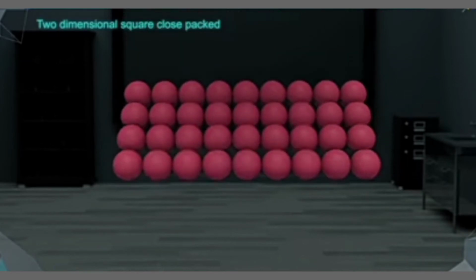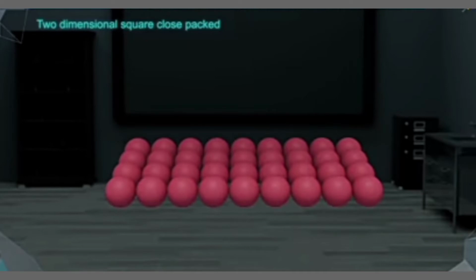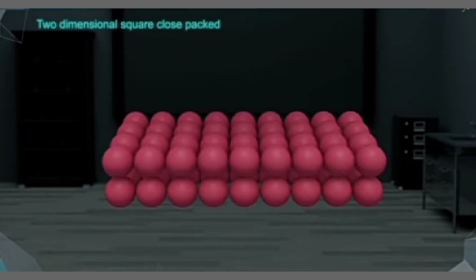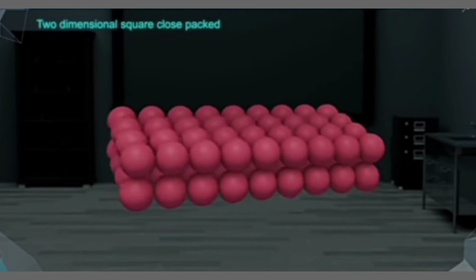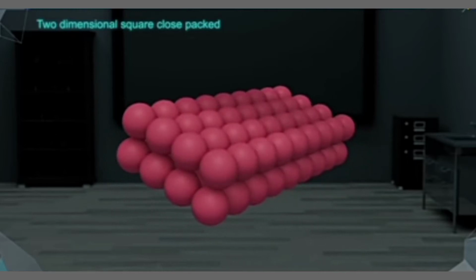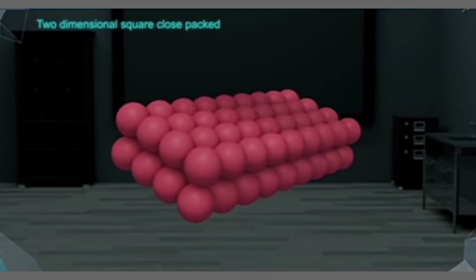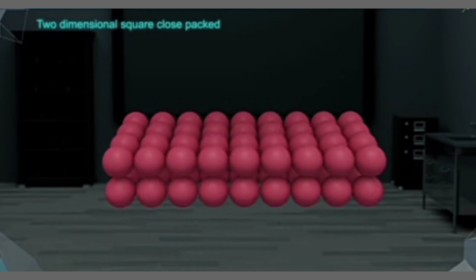Now let us study close packing in 3 dimensions. 3 dimension close packing from 2 dimension square close packed layers. This type of packing is obtained by placing 2 dimension square close packed layers above the first one, such that the spheres of the second layer are exactly above the spheres of the first layer. In this arrangement, the spheres of both the layers are perfectly aligned horizontally and vertically.